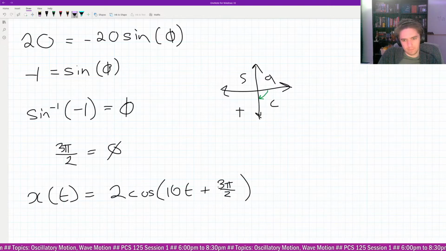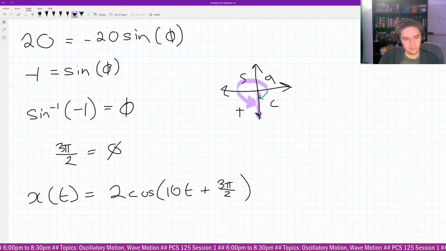Right, that's the only reason it has one solution. Oh, I see. Okay, that makes sense. I didn't even see that. So that's why, because there's no other way to write that angle. 3 pi over 2 is the only answer.